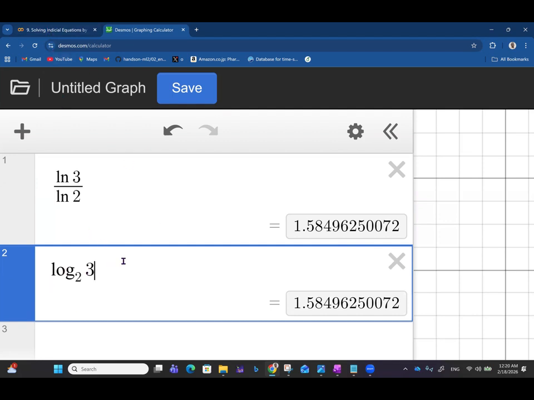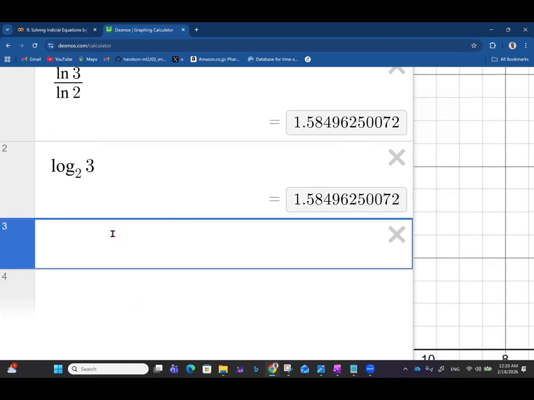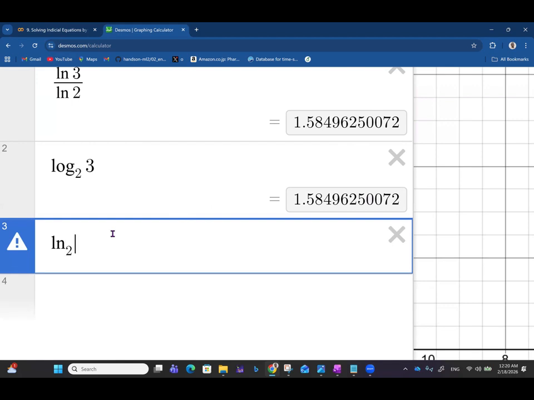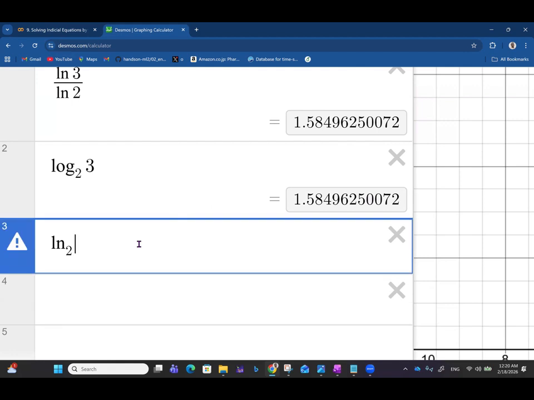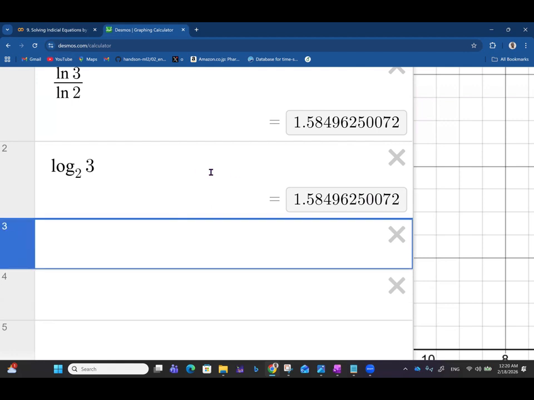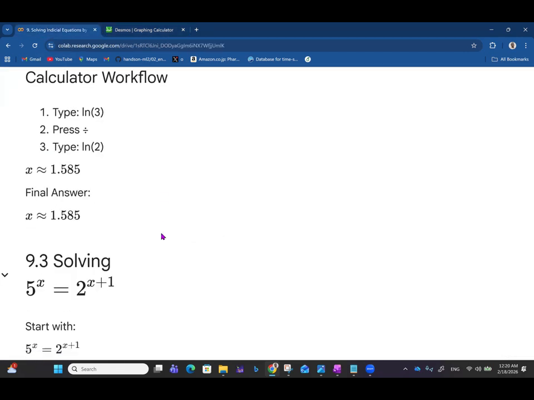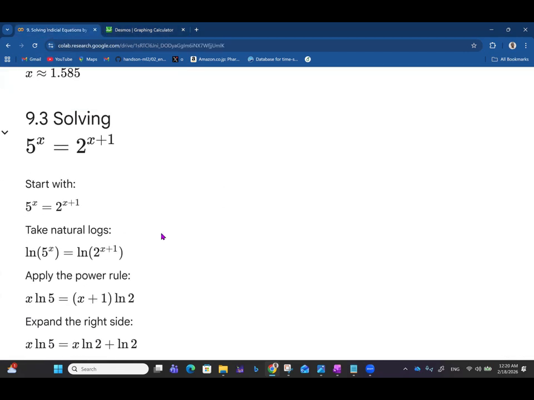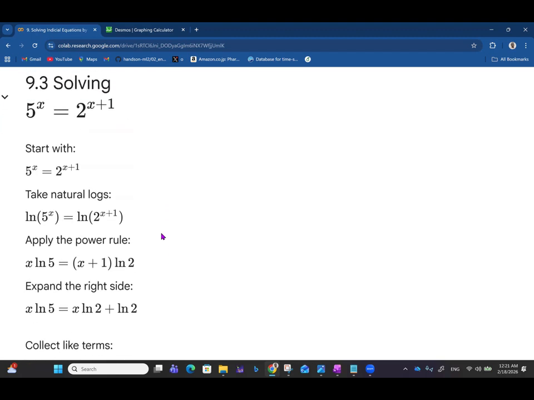Anyhow, you do that. But one thing that I'm curious about, let me check. What if I say ln to base 2 of 3? Does it give me the same results? No, it doesn't. Okay, at least we know these two are equivalent like this. So that's the workflow. All we need to do now is to take this kind of problems and deal with them.